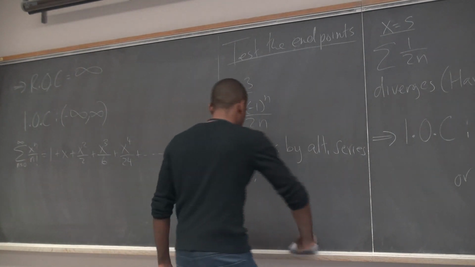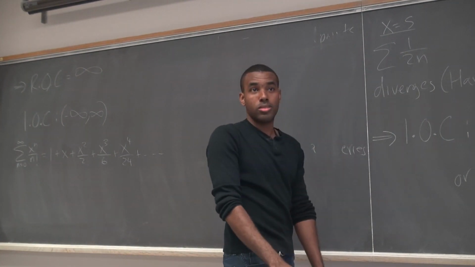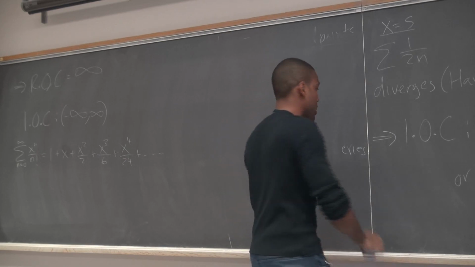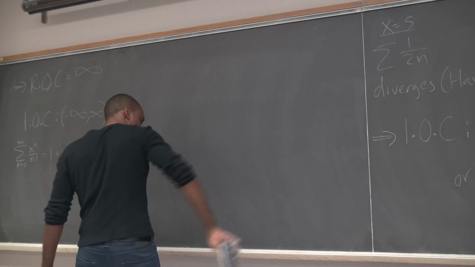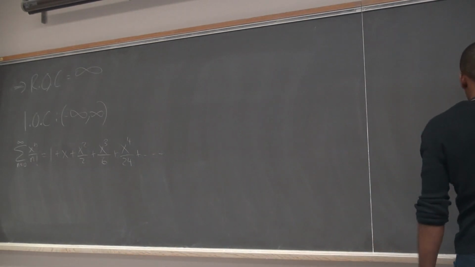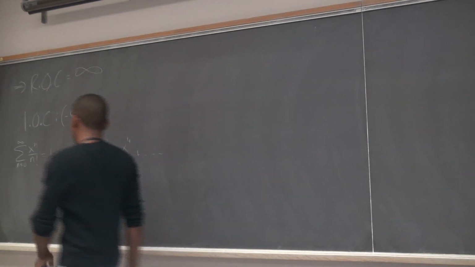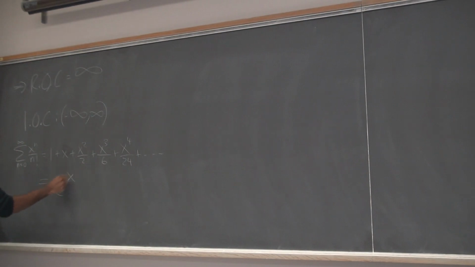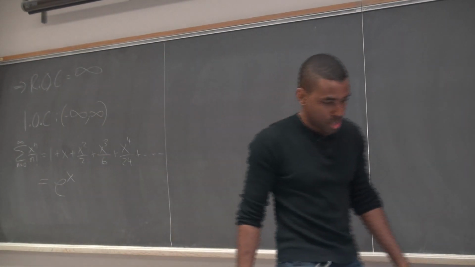I'll leave you in suspense for a little bit. Does anyone know what it converges to? e to the x. That's actually your exponential written as an infinite polynomial. It turns out that this is e to the x. How do you know that? Well, I'm glad you asked. I'm going to tell you right now.